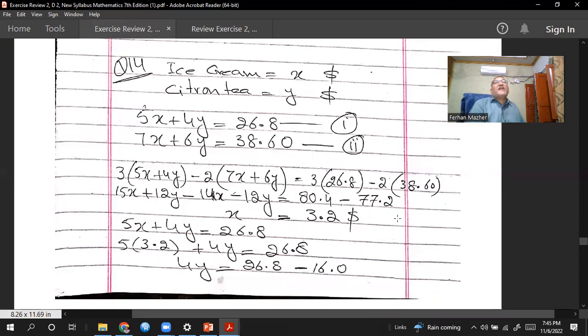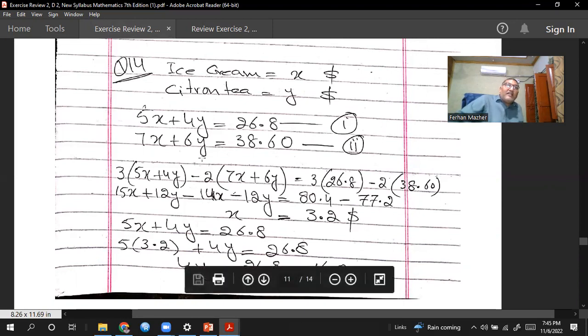So 3(5x plus 4y) minus 2(7x plus 6y) is equal to 3 times 26.8 minus 2 times 38.60. So 15x plus 12y minus 14x minus 12y is equal to 80.4 minus 77.2. So you will have x equal to $3.2. So now I have the value of x. It means the ice cream milk tea costs $3.2.